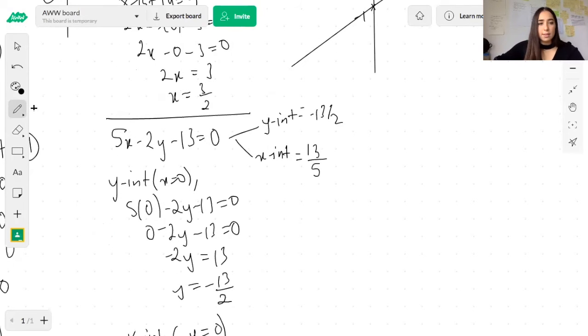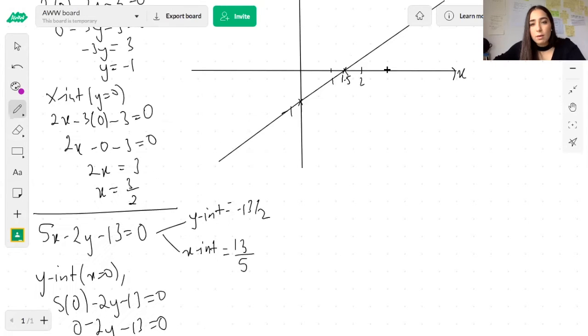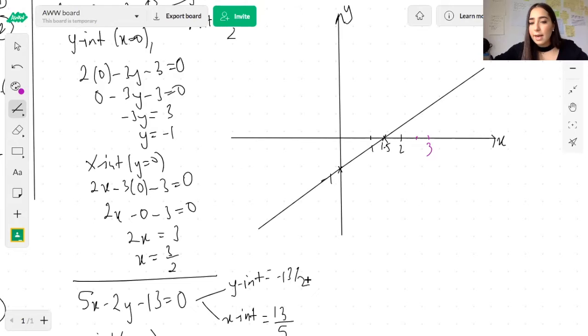Okay, so now let's draw this second function. I'm going to use a different color. So we have an x-intercept of 13 over 5. Now 13 over 5 is 2.6. If that's about 3 there, say, 2.6 would just be over the halfway mark, so that would be the x-intercept there. And the y-intercept is negative 13 on 2, which is negative 6.5.